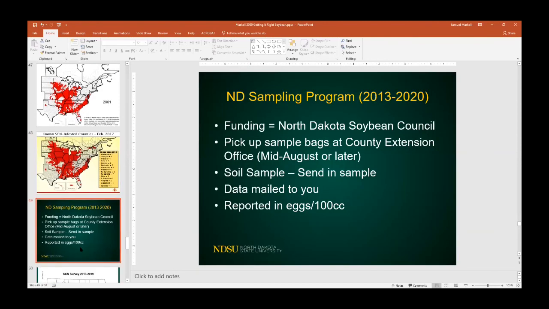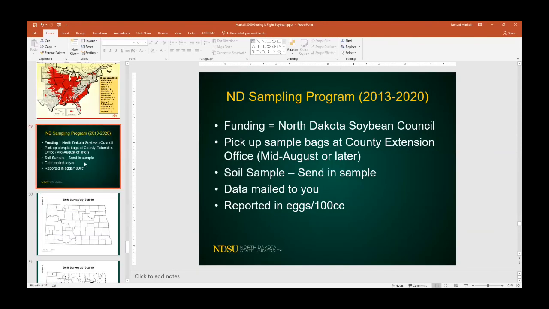So to sample, there is a sampling program that the county office is engaged in. And how this works is the North Dakota Soybean Council funds a whole bunch of lab fees and prepaid sample bags. And so what you'd want to do is go to the county extension office or REC, get some sample bags, and just sample for it. And there's instructions that can be sent with you. And the data is reported at 100 cc.